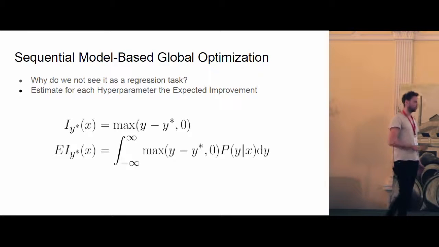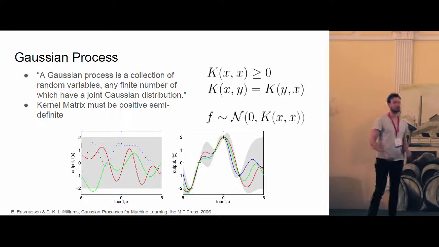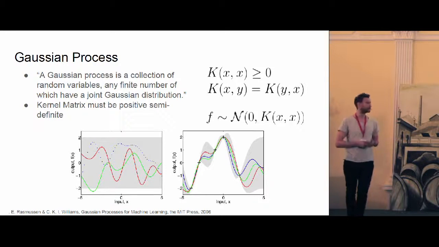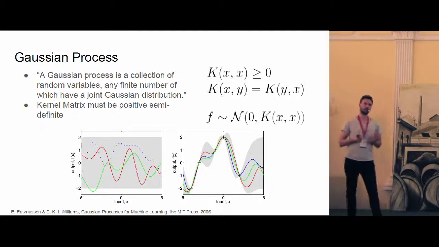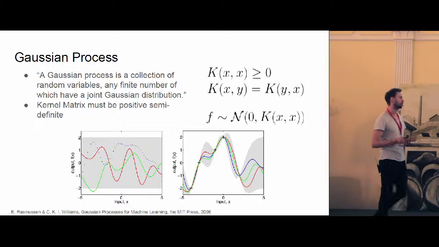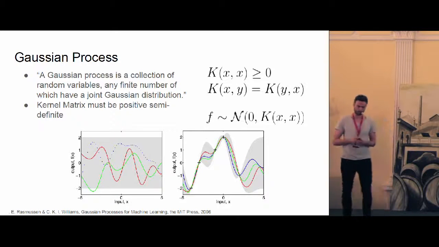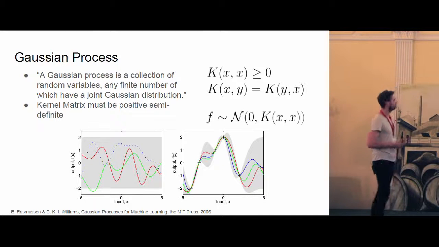So what's a good model for P? You can use a lot of things. Commonly used are Gaussian processes. Gaussian processes have the nice advantage that they give you not just a mean estimate of your parameter, but also a variance estimation, which is of course very useful for our purpose.